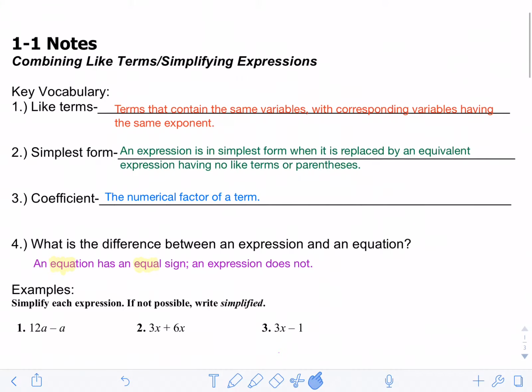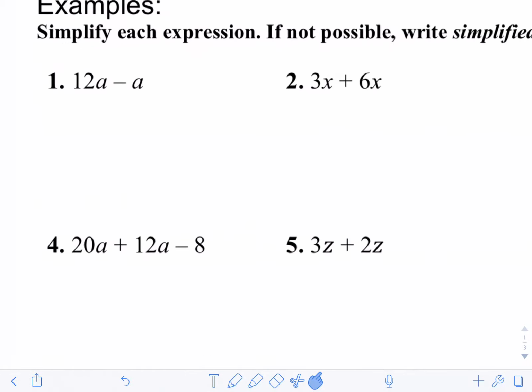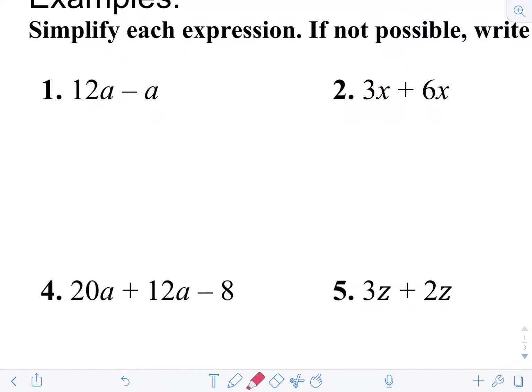So what we're going to do is a couple examples here. So the instructions say simplify each expression. If it's not possible, you're going to write simplified. So for number 1 here, we have 12a minus a. So what I'm going to do is I'm going to highlight my variable here. My variable is the letter a. So you ask yourself, is this the same variable? If it is, then I can combine my like terms. I can write this in the simplest form.